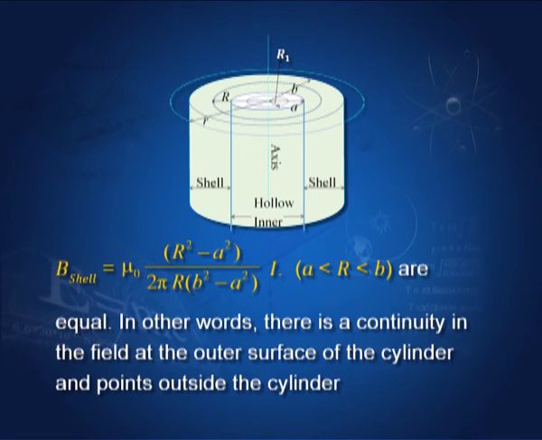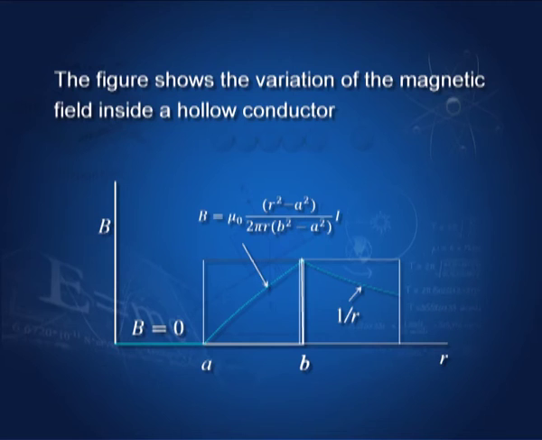This is important because the field outside and the field inside must match at the surface. There cannot be any discontinuity. Also, the field inside at radius A must become 0, because inside the hollow there is no field. So, at each point there must be continuity. You cannot have discontinuous magnetic fields. And here I have sketched the magnetic field inside the hollow, then in the shell, then outside. Outside it varies as 1 by r, within the shell it varies as this, and in the hollow the field is 0.